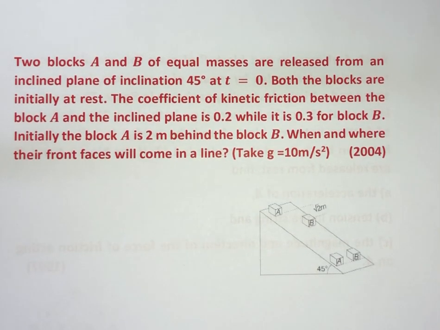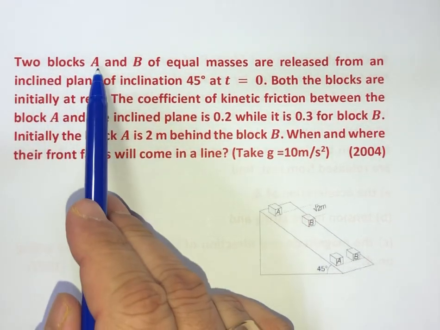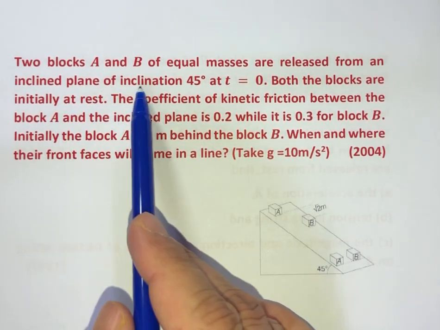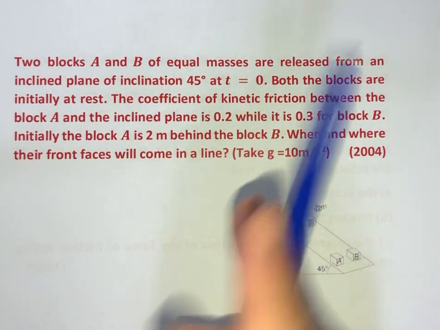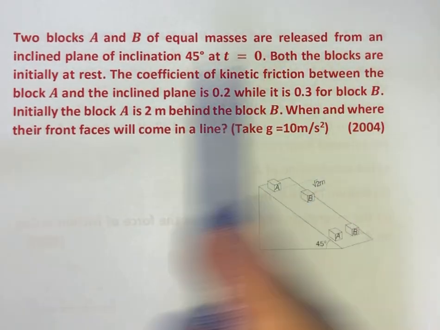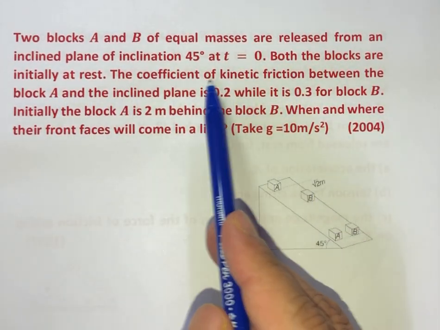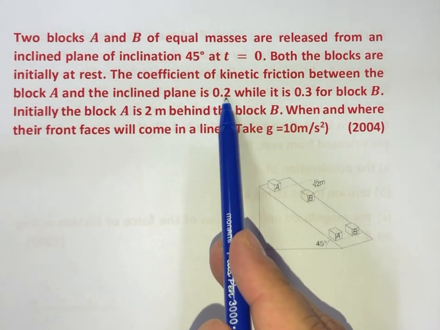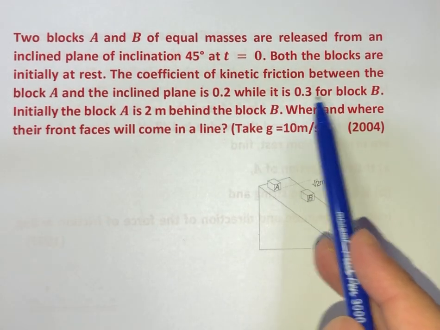Hello friends, in today's question, two blocks A and B of equal masses are released from an inclined plane of inclination 45 degrees at t equal to 0. Both blocks are initially at rest. The coefficient of kinetic friction between block A and the inclined plane is 0.2, while it is 0.3 for block B.